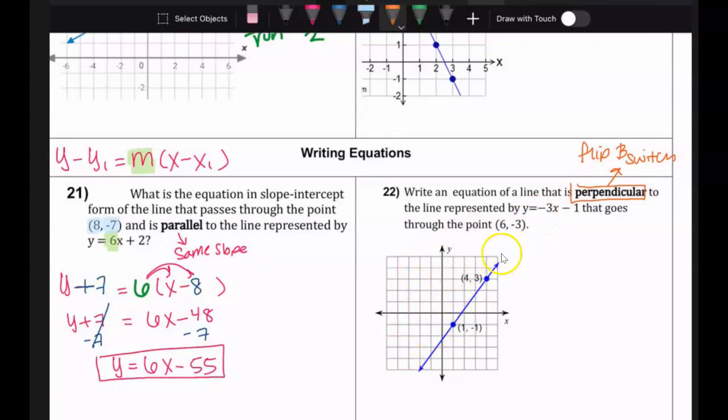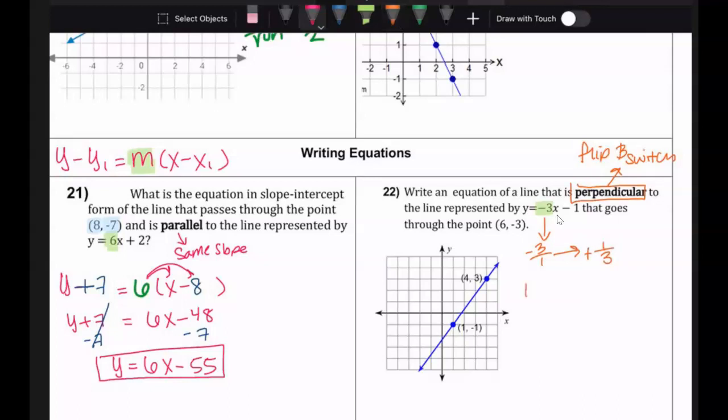Oh, this graph doesn't belong here. Whoops. Ignore that graph. I'm given an equation, so we're going to use this equation to find my original slope. My original slope is -3. And if I'm going to flip and switch that, this is really -3/1, which is going to become 1/3. Negative will become positive. So we're going to use the slope +1/3.